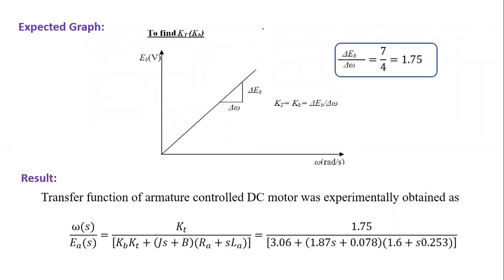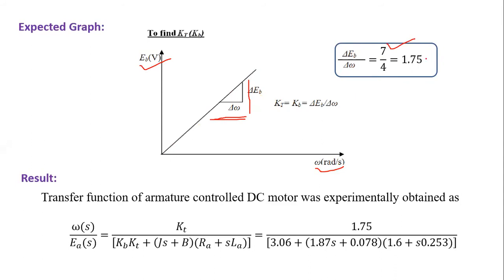Coming to the graph. Here we are drawing the graph between the back EMF versus the angular velocity omega. If you draw the graph like this, it will come. From this we need to calculate. We take the reference as delta of omega and delta of back EMF. If you draw the graph for these values, the delta change in the back EMF we take as 7 volts. From the graph it comes to 7 volts, and the angular velocity delta omega is 4.